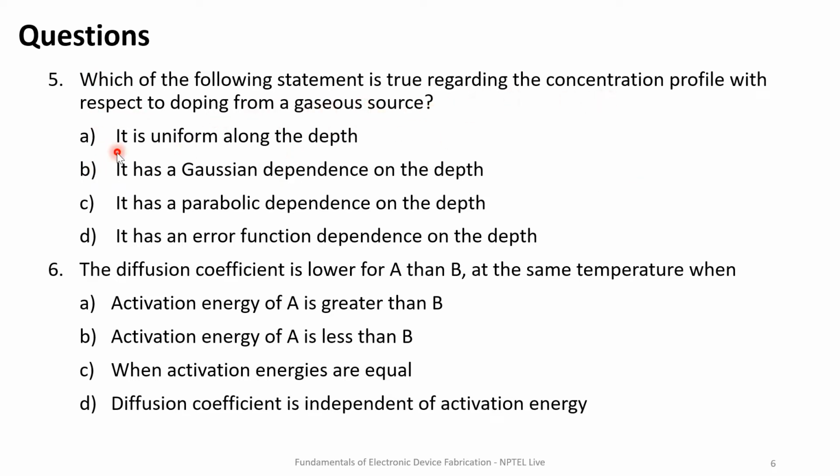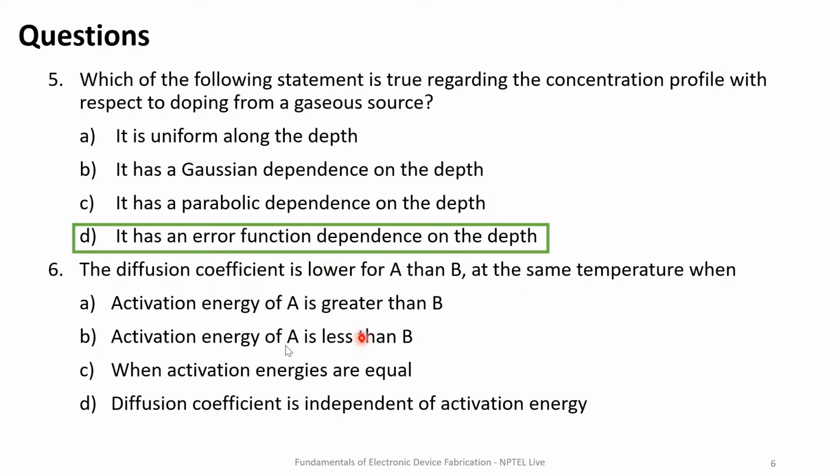For a gaseous source, it has a uniform nature along the depth. It has Gaussian dependence on the depth. It has parabolic dependence on depth. It has an error function dependence on the depth. So, if you might have noticed, you might know the answer to this question. We had discussed it during the summary session. So, does anybody have the answer? Yeah, exactly. That's the correct answer. It has an error function dependence on the depth. That's correct. So we'll move on to the next question.